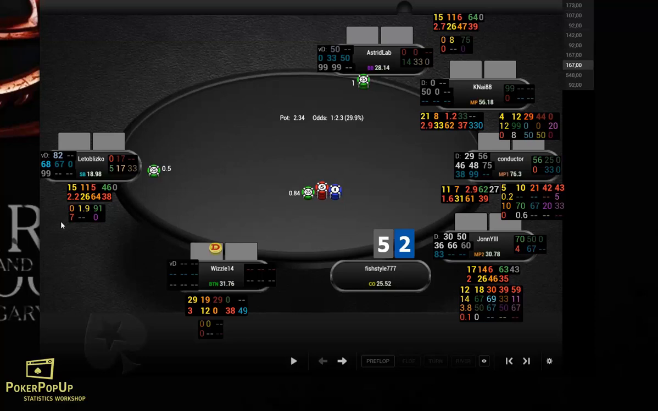1.9 cold call, considering the open raiser's position and this player's position. 91 fold to open push. Second row, second stat, fold to 4-bet, now empty, and the last one is squeeze.